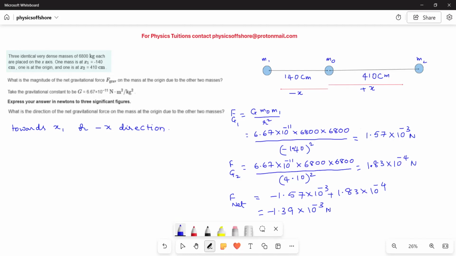But when we take the absolute value, it will be 1.39 times 10 to the power of negative 3 newtons. The negative sign indicates the negative x direction, or towards x1. Here, instead of x1, I write m1: towards m1, or the negative x direction. So this is the answer for this question.